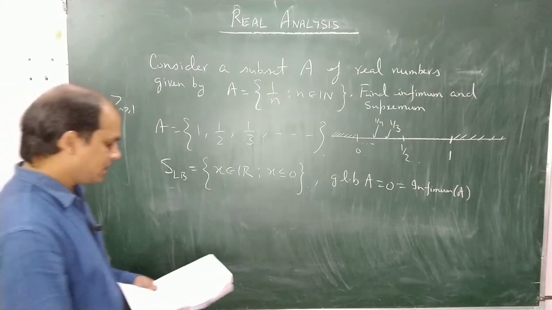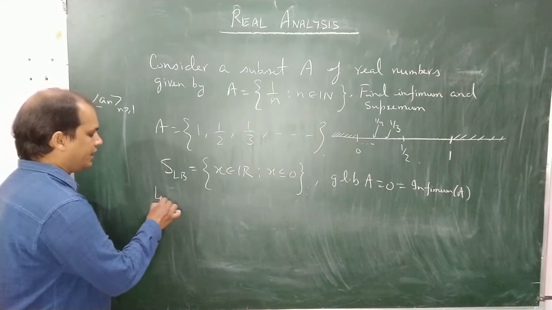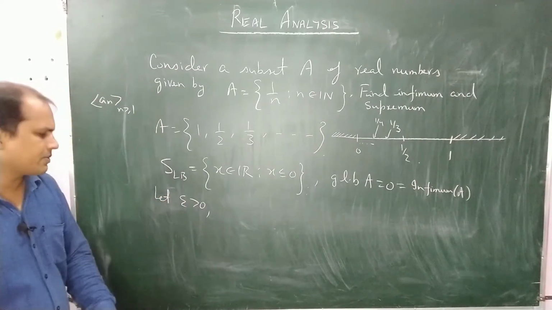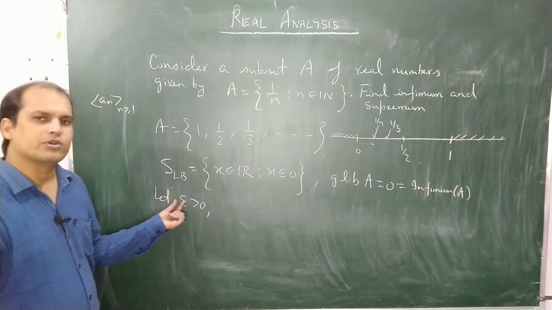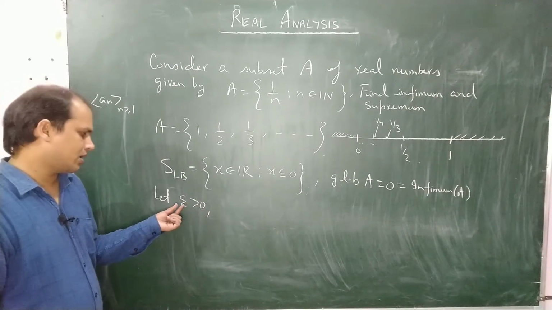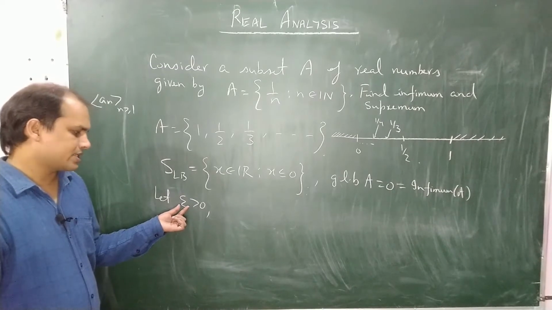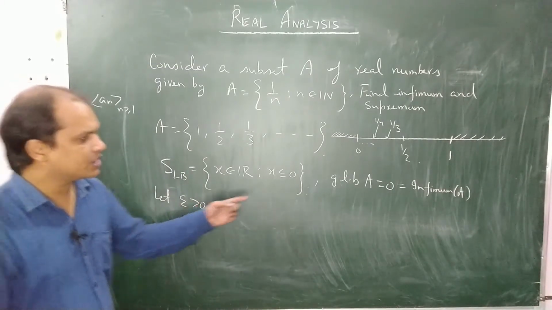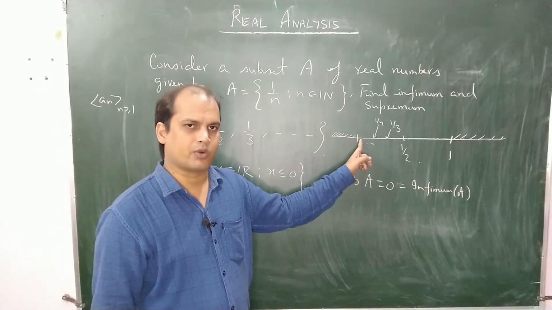Now suppose any number epsilon, let epsilon be greater than 0. One can take any notation. Here epsilon is a real number strictly greater than 0. You can take it as delta, one can take it as h, or denote it by any other notation, but for convenience I have taken it as epsilon greater than 0.